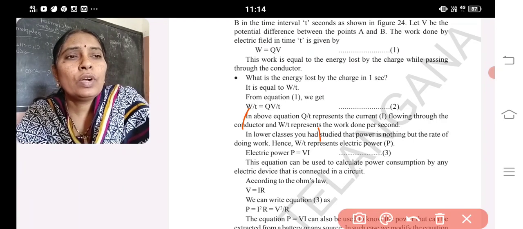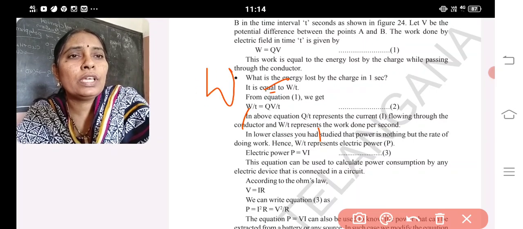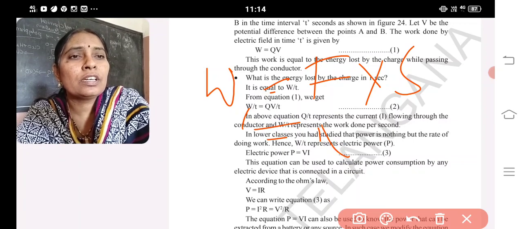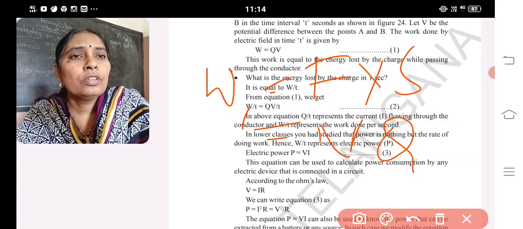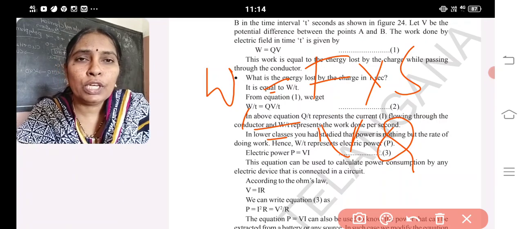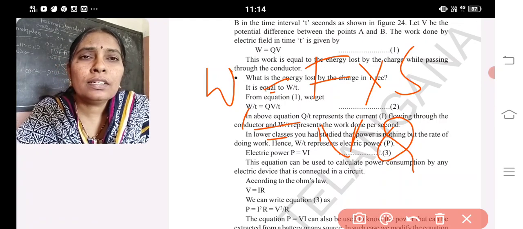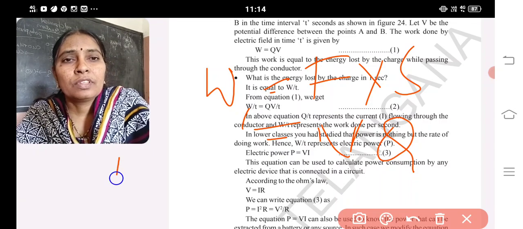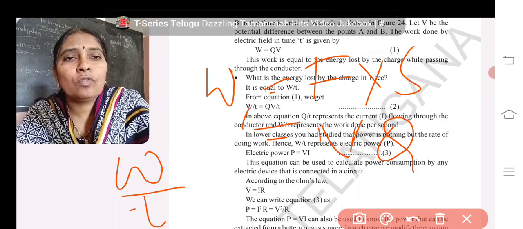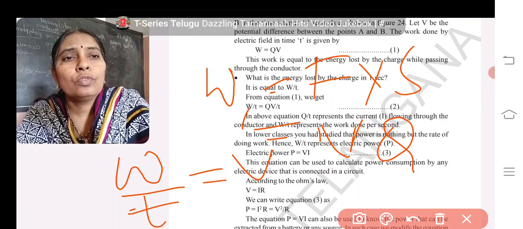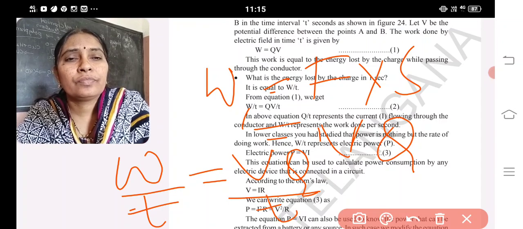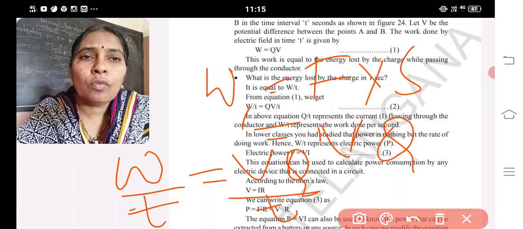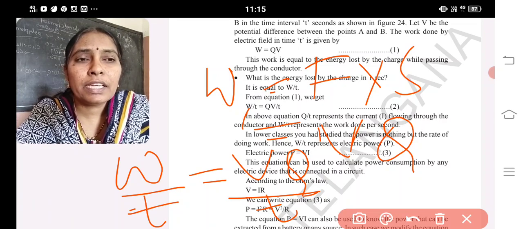What is work? Work is nothing but force into distance. Who is applying the force here? The potential difference. Who is moving? Q. So W is nothing but Q into V. And you know that the amount of work done in 1 second is given as W by T. That is W by T equals QV by T. W by T means rate of doing work. Rate of doing work is said to be power.